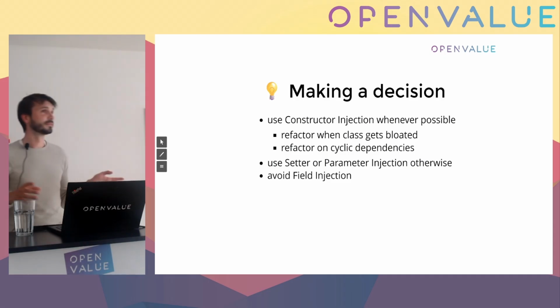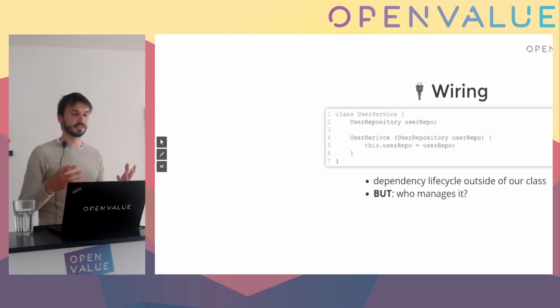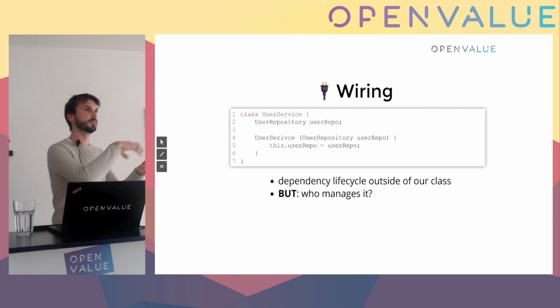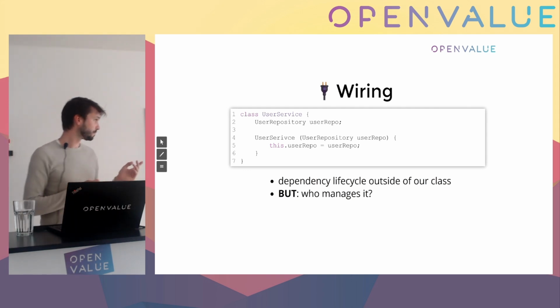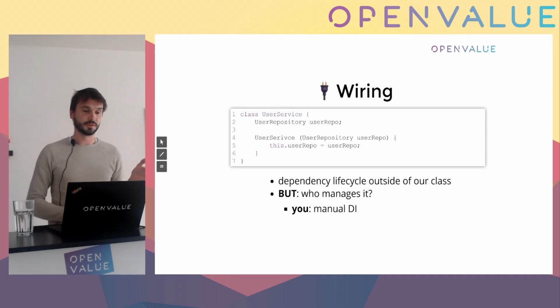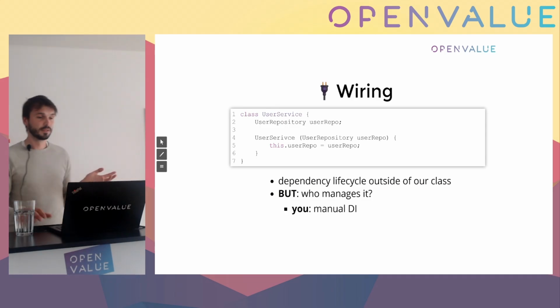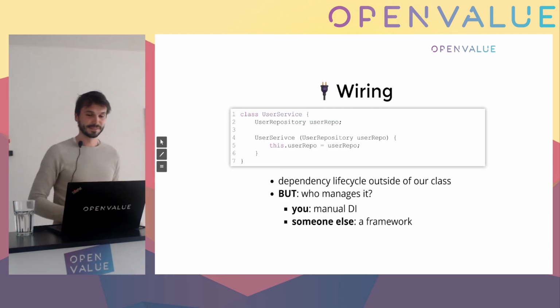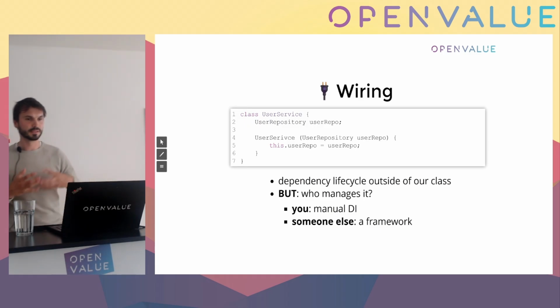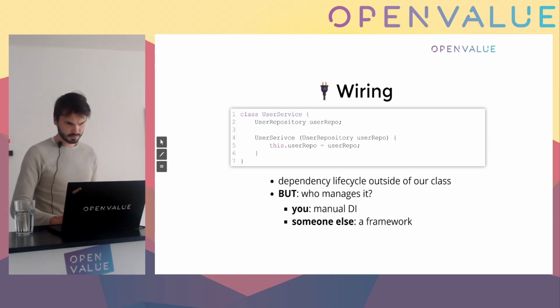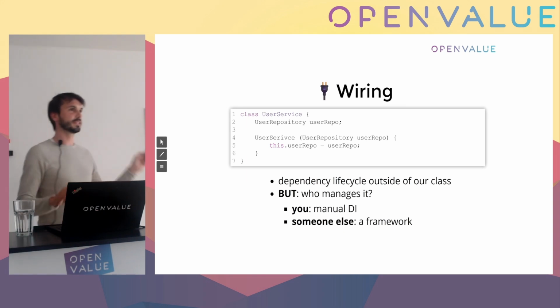So now we have injected all the dependencies, but who creates them and puts it all together? Who does the wiring? There are two possibilities. You can either do it yourself with manual dependency injection, or you let someone else do it, and it's not your colleague, it's not ChatGPT, it's something like a framework. And there are two different paradigms in the frameworks, but we'll come to that later. So first, let's get started with manual dependency injection.